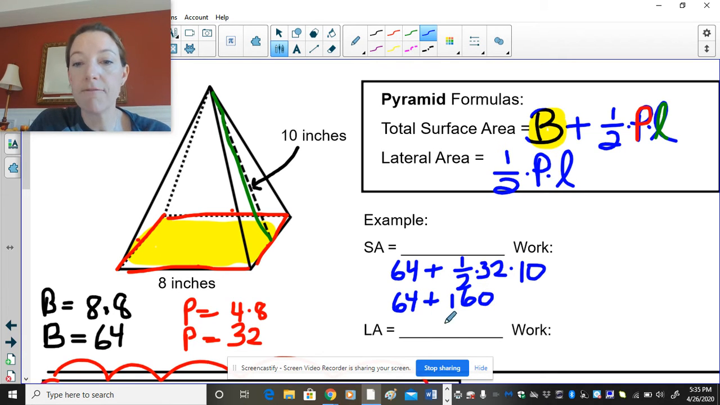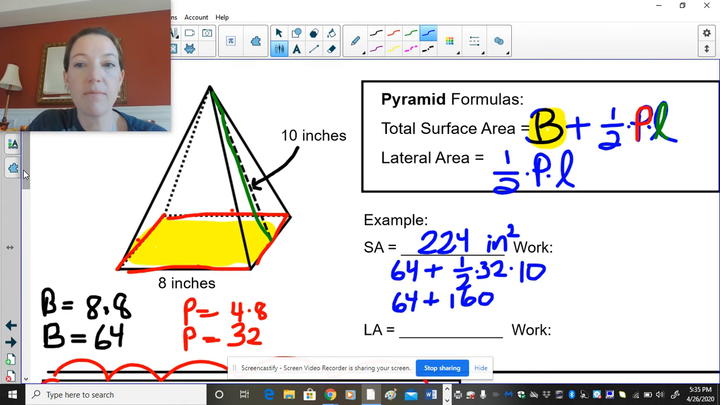Okay, so 64 plus 160, what are you guys getting? Total surface area, 224. And what are your units? Because it's a type of area, squared units always, square inches.